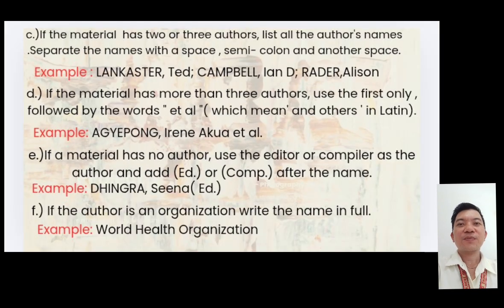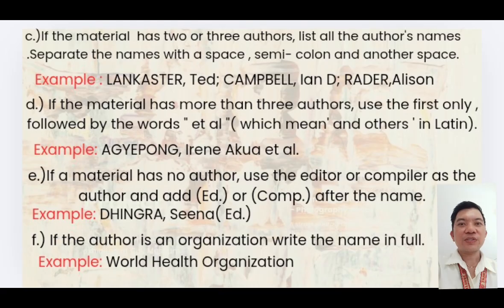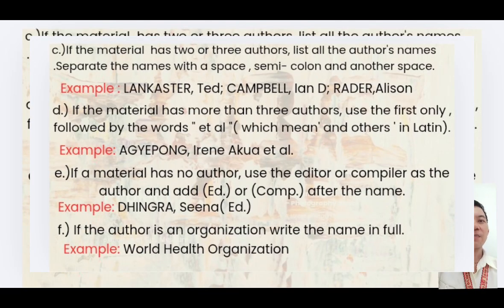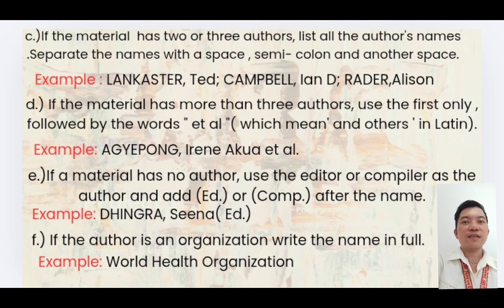If the material has 2 or 3 authors, list all the authors' names. Separate the names with a space, semicolon, and another space. The example is shown below. Letter D: if the material has more than 3 authors, use only the first, followed by the words et al., which mean "and others" in Latin.